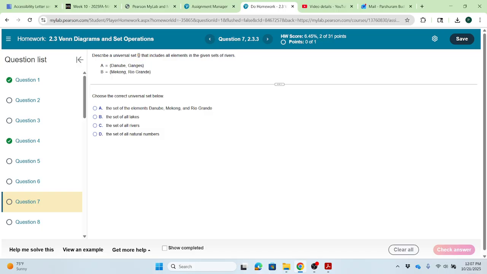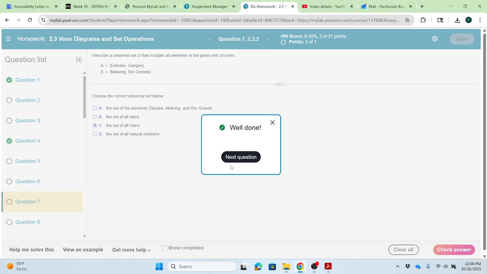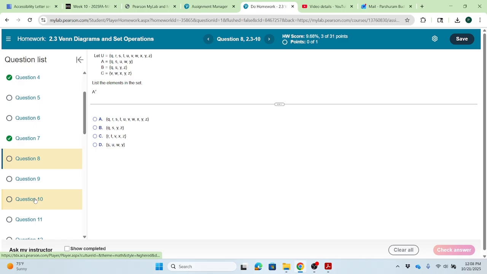Describe a universal set U that includes all the elements in the given sets. Universal set means all the elements, like this one, this one, this one, this one, and this one. So it is the set of all of these. Let the universal set be Q, R, S, T, U, V, W, X, Y, Z.